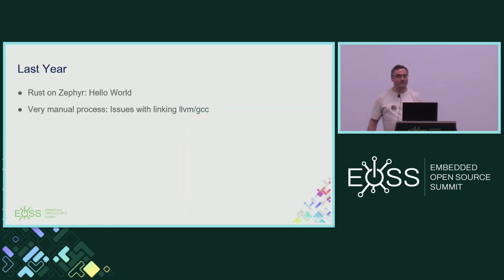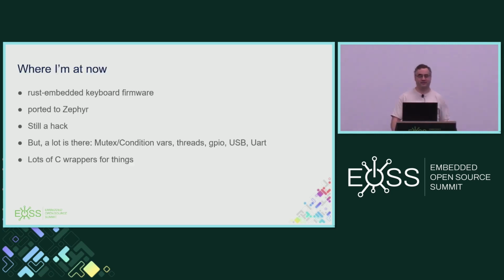So last year I gave a talk, it was either last year or the year before, I'm fuzzy on that, about Rust-on-Zephyr. And at that talk I presented the wonderful program of Hello World. I got a small Rust application with main that ran as a Zephyr application, and it printed a message over the console. It's very manual, lots of issues with linking and the conflicts with LLVM and GCC and all that kind of stuff. So what's happened in the last year?